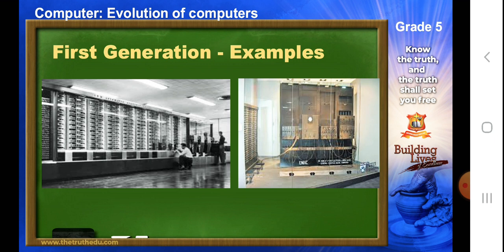Next was the UNIVAC, the Universal Automatic Computer, developed by John P. Eckert and John W. Mauchly in 1951, weighing around 13,000 kilograms. Again, the weight of it has gone up. So you can see the first generation computer, how long and how big and how heavy it was.